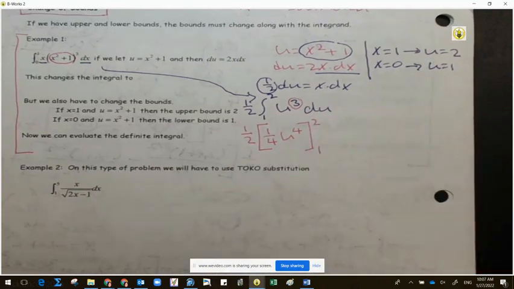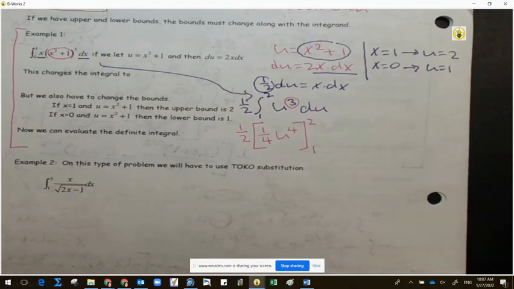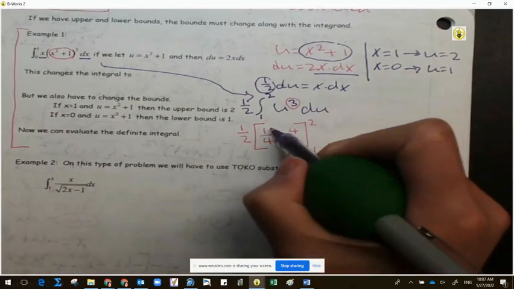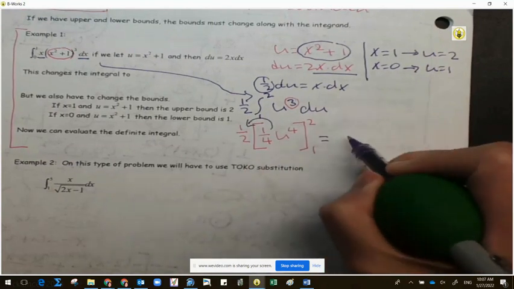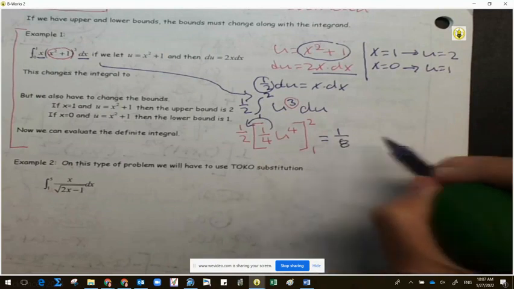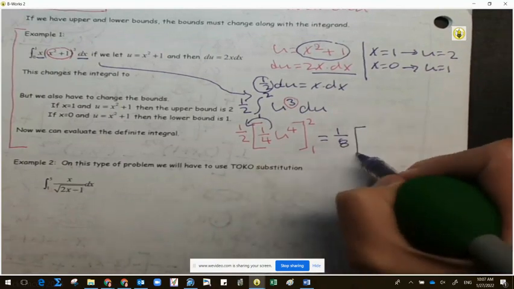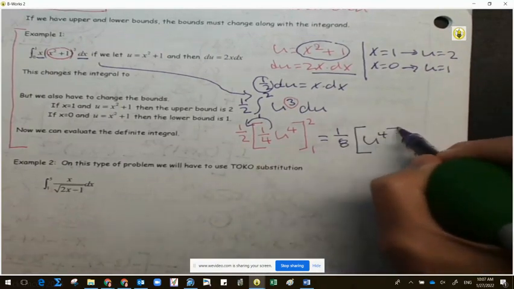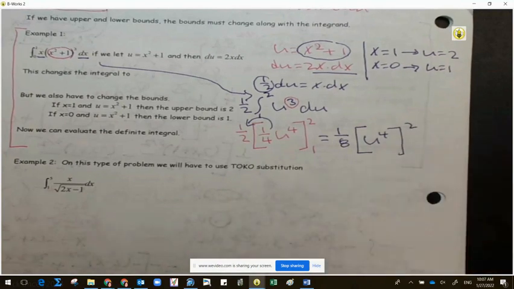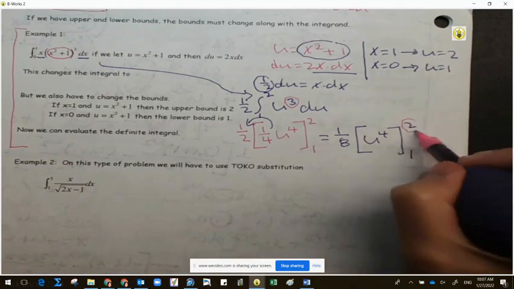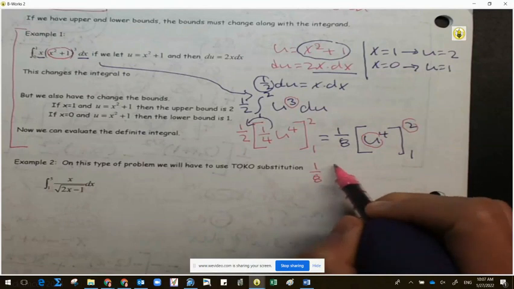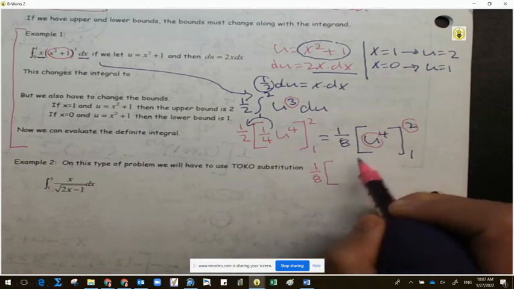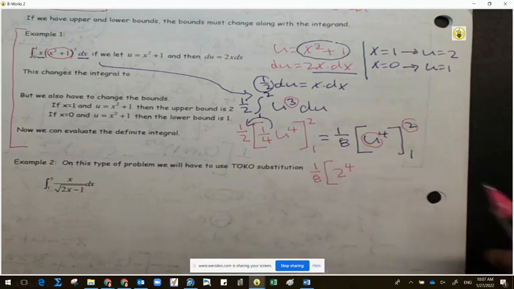At this point, all we have to do is just simply plug things in. But to make our life easy, let's bring the 1/4 to the outside. So if I take half times 1/4, that is 1 over 8. And I'm just simplifying at this point and not plugging in yet. So now let's plug in our numbers. 2 is going to go in place of the u. So let's leave 1 over 8. Bracket again. So u is going to be 2 to the power of 4.